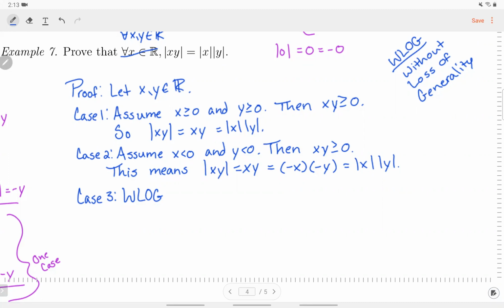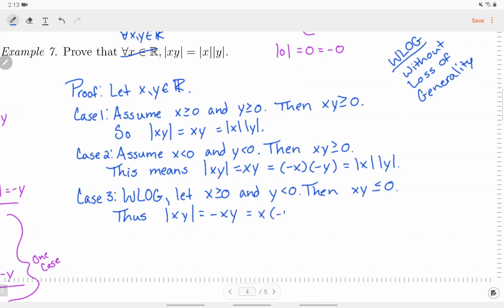So without loss of generality, let X be greater than or equal to 0 and Y be less than 0. Then XY is less than or equal to 0. Thus, the absolute value of XY is negative XY, which is X times negative Y, which is the absolute value of X times the absolute value of Y.